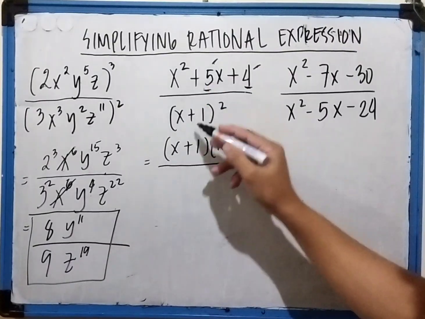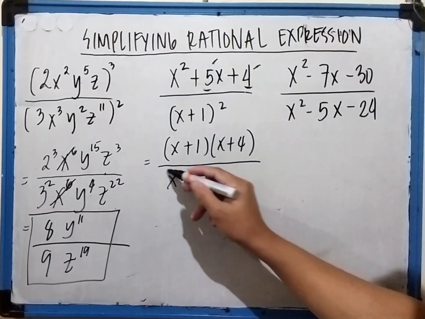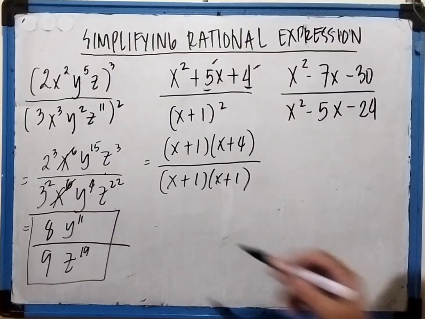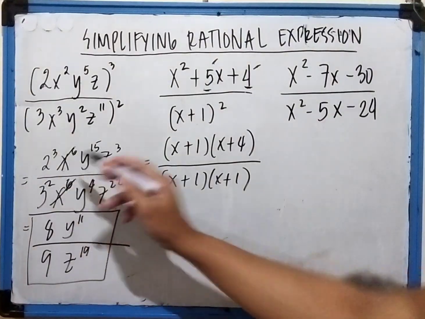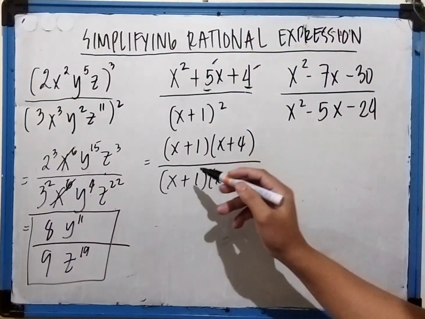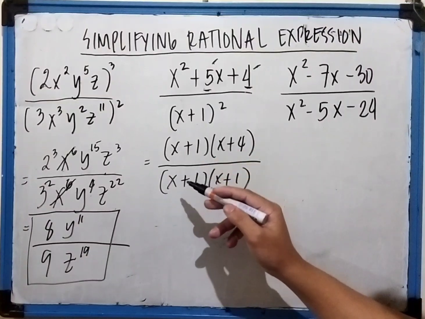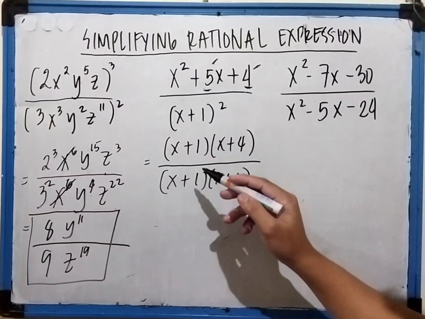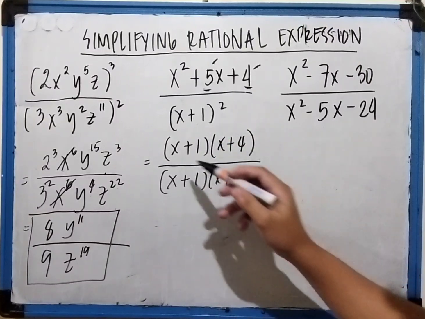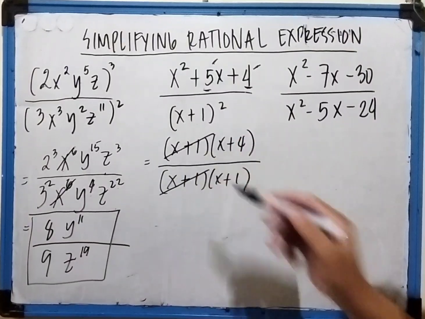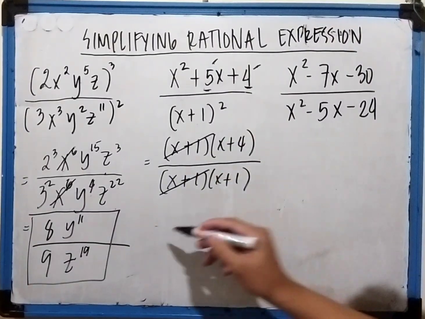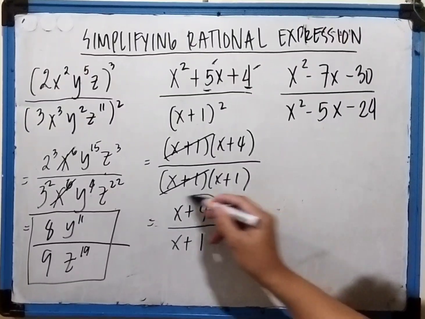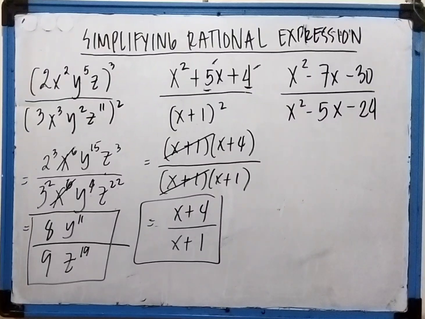Sa baba, since dalawa itong x plus 1, pwede natin paghiwalayin x plus 1 and x plus 1. So now, kanina, di ba, may nakita tayo na parehong term with the same exponent. Pwede rin natin siyang i-apply sa ganitong method. Hanapin lang natin yung may same value sa numerator and then sa denominator. So in this case, x plus 1. Pag dinivide natin yan, 1 ang magiging result. So ang maiiwan dito will be x plus 4 over x plus 1. And this is now your final answer.